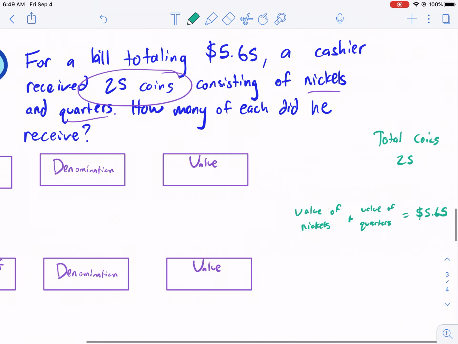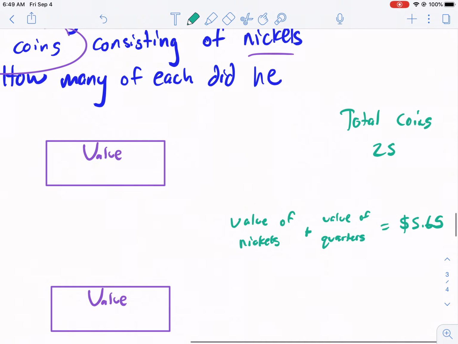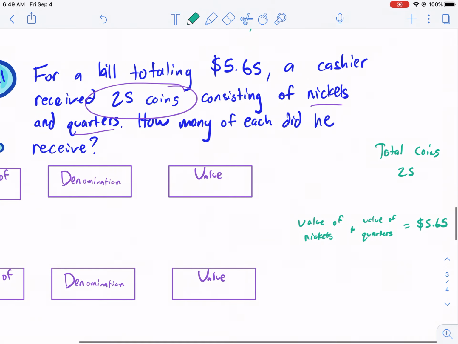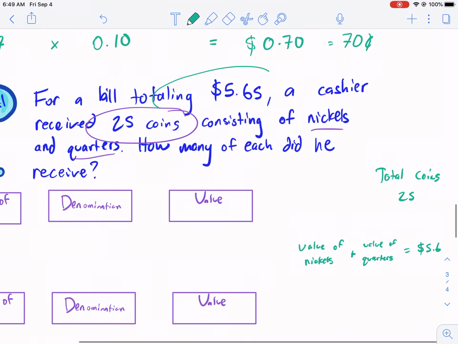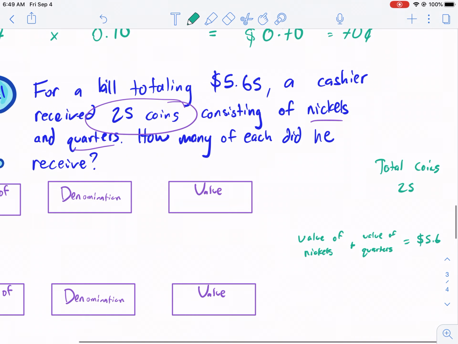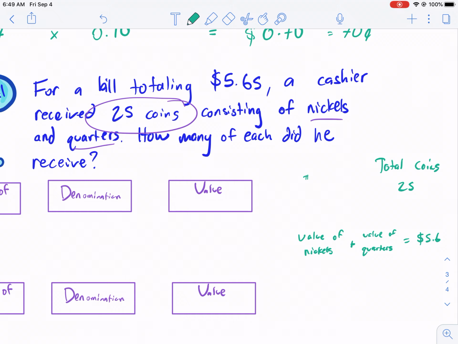Anytime you're dealing with a lot of unknowns, most of the time you need two equations to help you solve this. Anytime you have information, you want to be able to use all the information in its own equation. So if we have total number of coins, we want to use that as an equation. Total value, we want its own equation for that. So total coins, how do we do that? Well, we want the number of nickels plus the number of quarters equals 25.